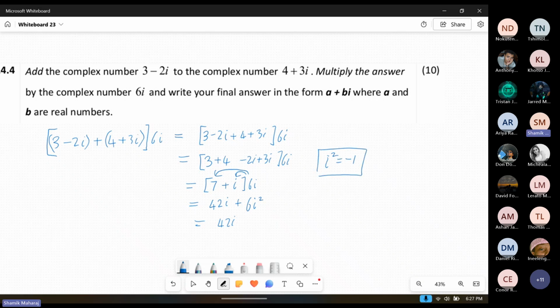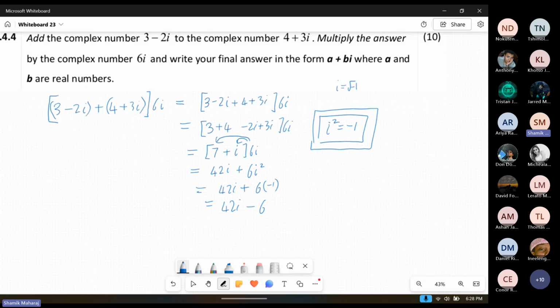You don't have to really memorize that. The thing you have to memorize is that i is equal to square root of -1. So you can see if you square it, you just get -1. So this is what we need to apply here. Let me go back to the thing. We got plus 6i squared, and i squared we've shown is -1. So that means we get 42i minus 6.